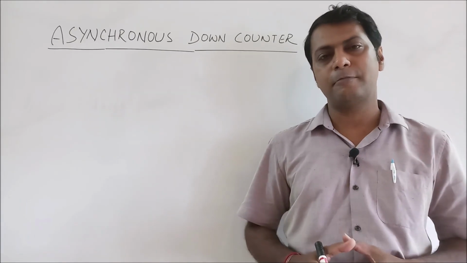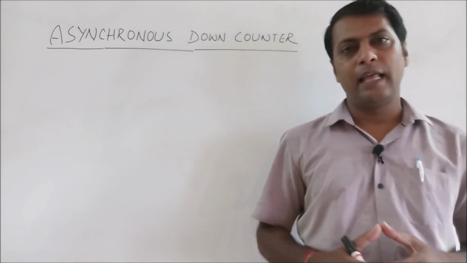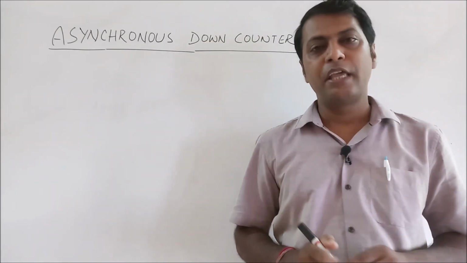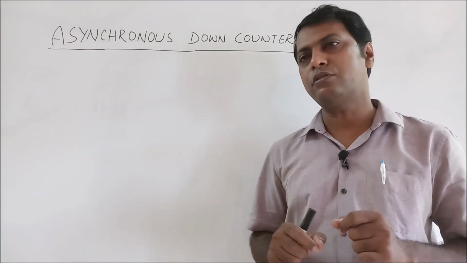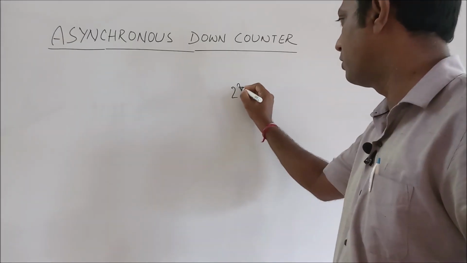Today we will discuss the asynchronous down counter. A down counter counts downwards. If we use n number of flip-flops, then it starts counting from 2 to the power n minus 1 down to 0.